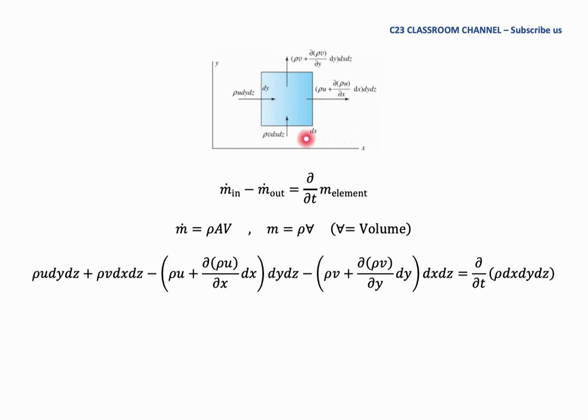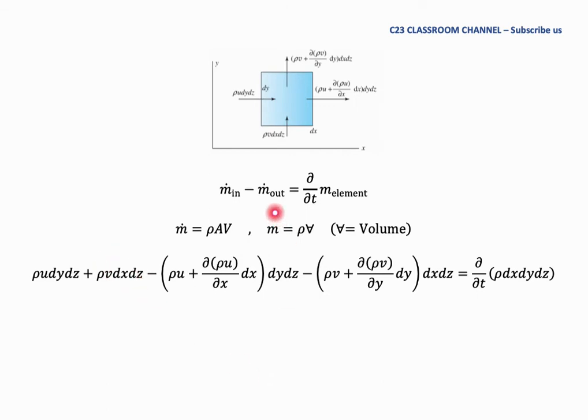And the mass flow rate for the inlet in the y direction can be written as rho v dx dz, as shown here. Rho is the density, and dx dz is the cross-sectional area. We have dx here times dz to get the cross-sectional area A, and the velocity at this inlet is the y velocity component, which is small v. So this is the mass flow rate for the inlet in the x direction, and this is the mass flow rate for the inlet in the y direction.